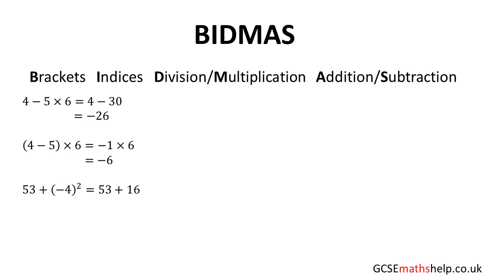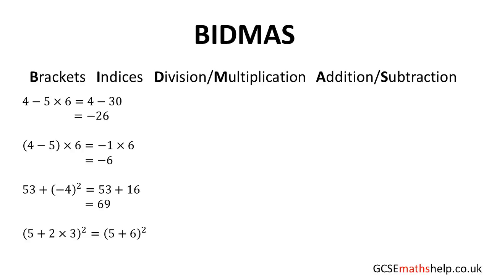Here we have an index number, so a number that's been raised to a power. And here you need to be really careful because you need to realise that this is minus 4 times minus 4. So that is actually plus 16 because the minus minus makes a plus. And so the answer is 69.